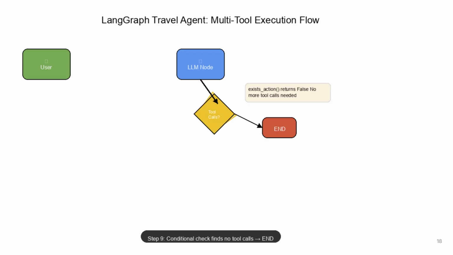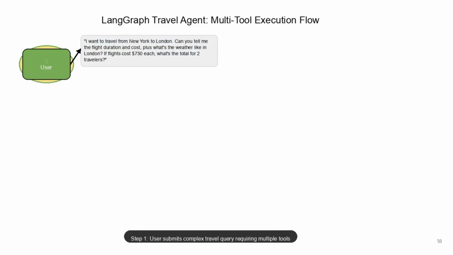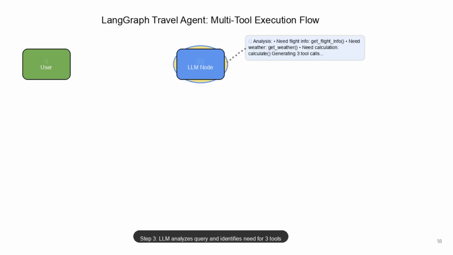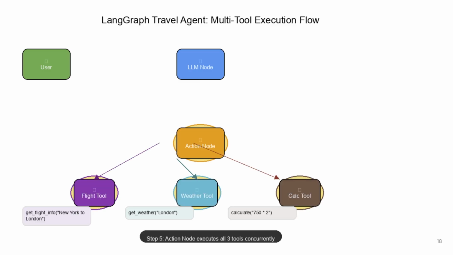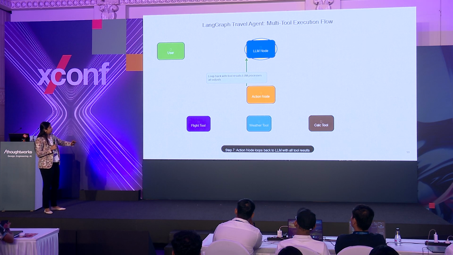From here you can see the question that has been asked: I want to travel from New York to London. Now this LLM node is analyzing the tool requirements, which tool I have to call. It takes the action: I want to get flight information, weather information, and the calculation. It returns back to the LLM to process all the outputs and gives it back to the user.